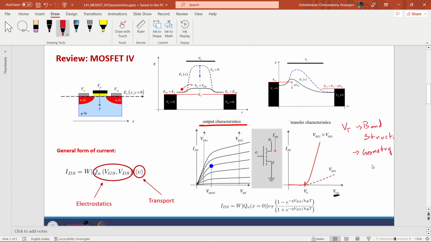So the material properties and the device structure, both of these will determine what my threshold voltage will be. We shall not go too much into the derivations of VT, but we'll certainly see at least one case where we'll see VT reducing or increasing. So that part will be seen, probably in the next week.